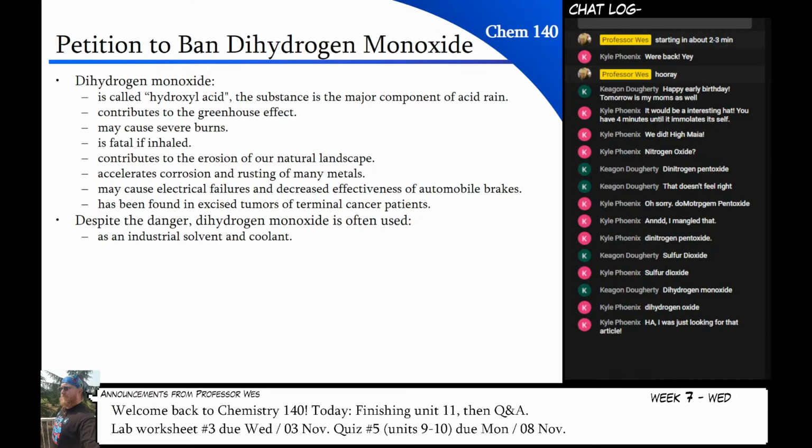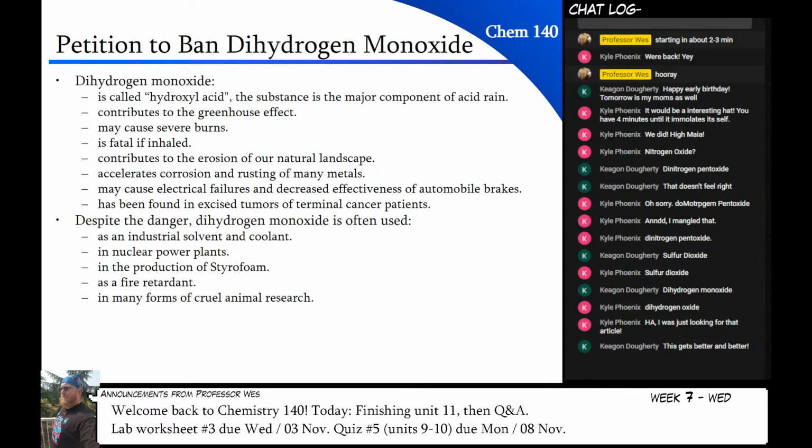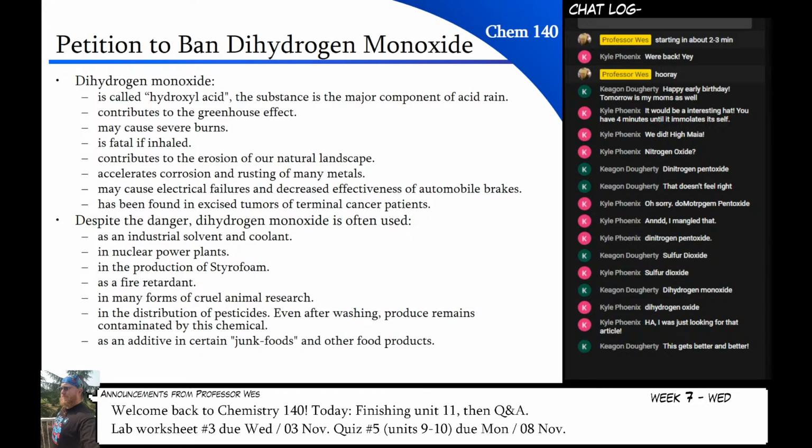It's used in industry as a solvent and coolant. It's used in nuclear power. So scary. It's used to make styrofoam. It's used as a fire retardant. It's used as cruel animal research. It's used to distribute pesticides. Even if you wash your produce, you can't get rid of it. It's still there. It's in your junk food. It's in other food. And it's fucking water.